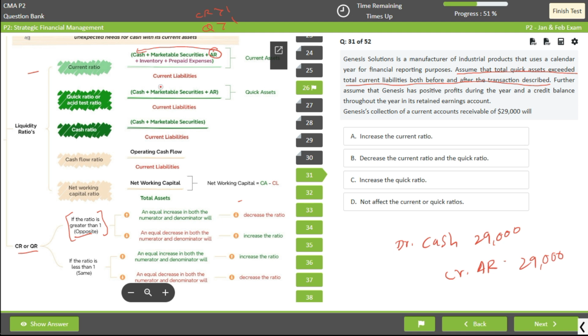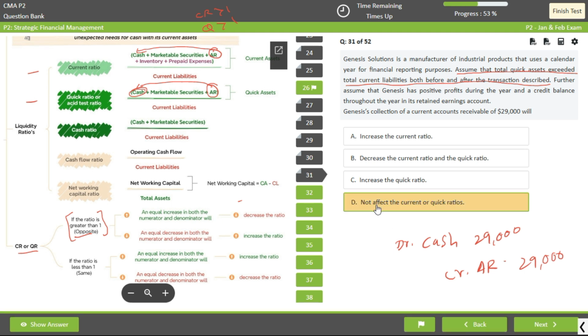And what will be the effect on the quick ratio or acid test ratio? The same thing, your accounts receivable is converted into cash. This means there will be no effect on your quick ratio or acid test ratio. No effect.